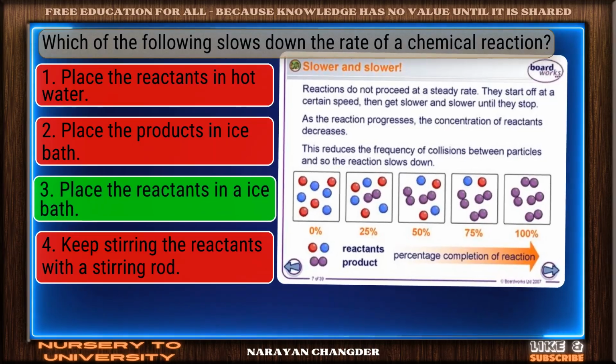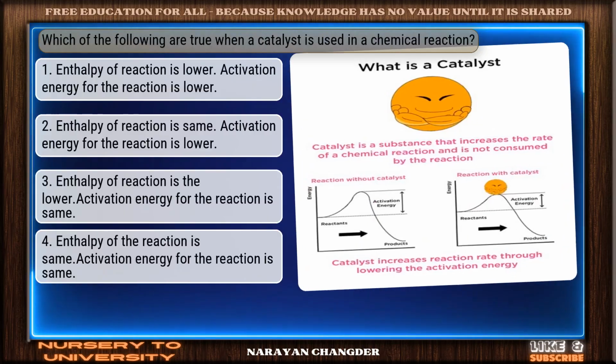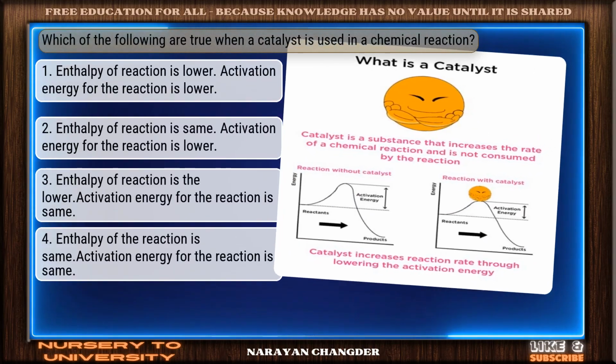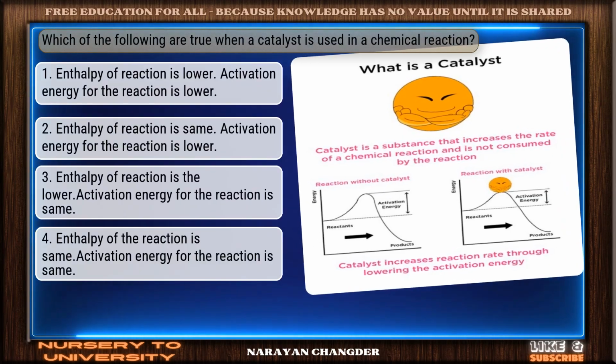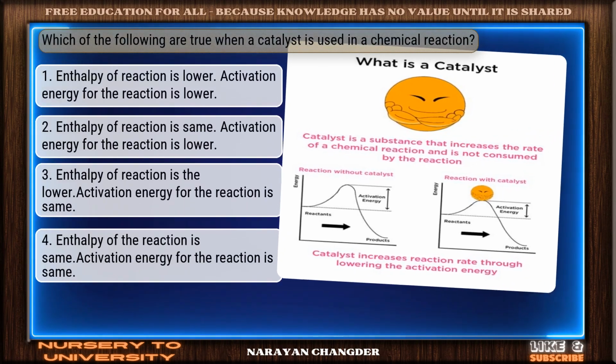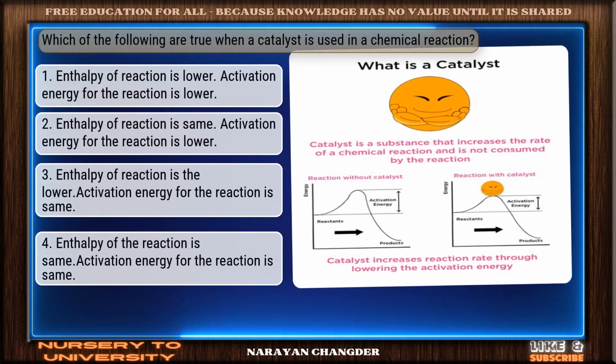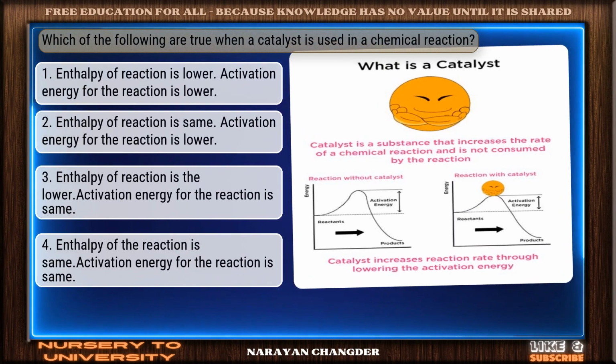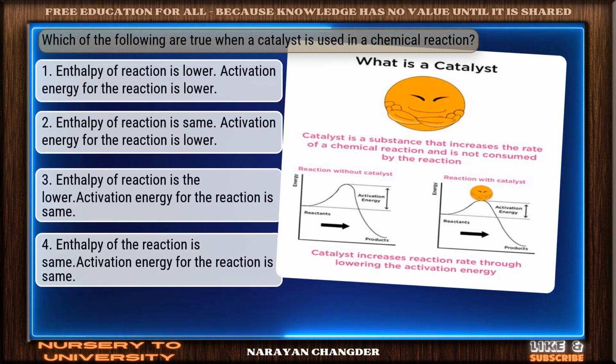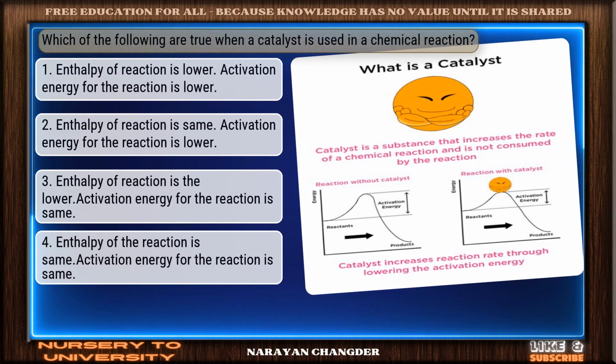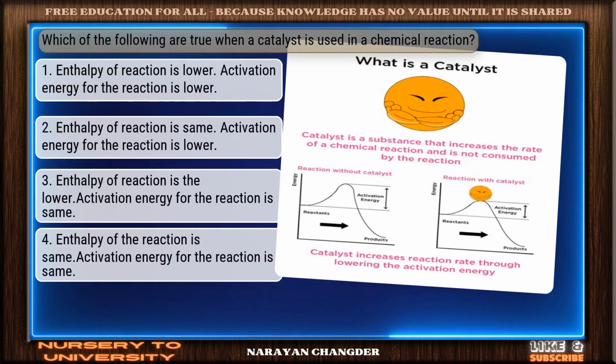Nailed it! Place the reactants in an ice bath. Which of the following are true when a catalyst is used in a chemical reaction? Option 1, enthalpy of reaction is lower. Activation energy for the reaction is lower. Option 2, enthalpy of reaction is same. Activation energy for the reaction is lower.